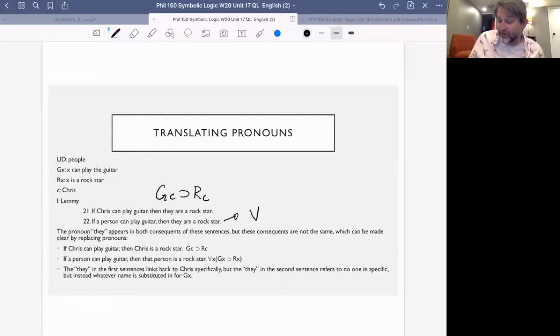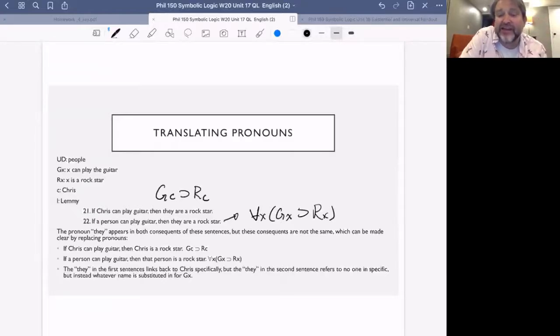So it'll look like: for all X, if X can play the guitar, that is, if one of the people in our domain of discourse can play the guitar, then X is a rock star. So the "they" in the first sentence links back to Chris specifically, and so it gets that specific name in there, that specific constant, with R.